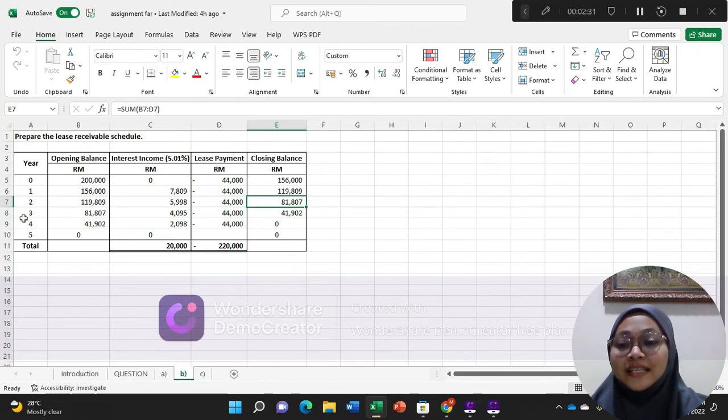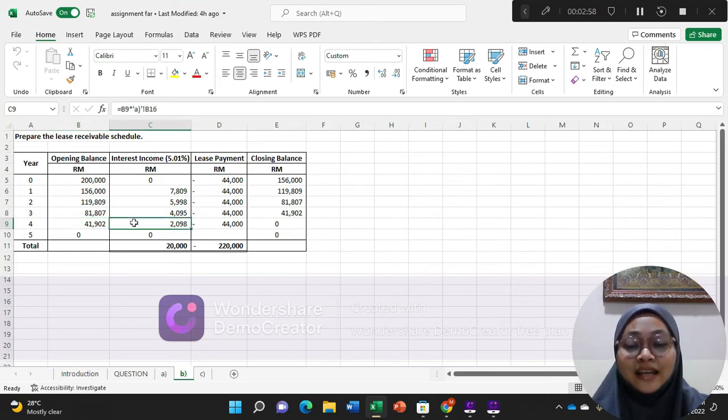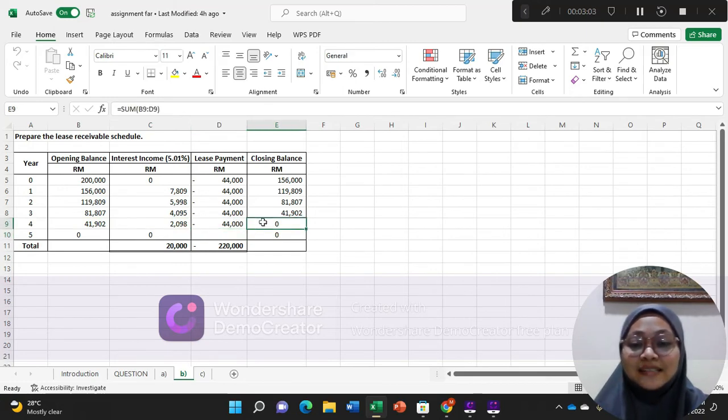81,807. For year 3, the opening balance is from the closing balance of year 2, 81,807, times 5.01% to get the interest income 4,095, minus lease payment 44,000 to get the closing balance 41,902. For year 4, the opening balance is from the closing balance of year 3, times 5.01%, to get 2,098, minus 44,000 lease payment, and the closing balance is 0.